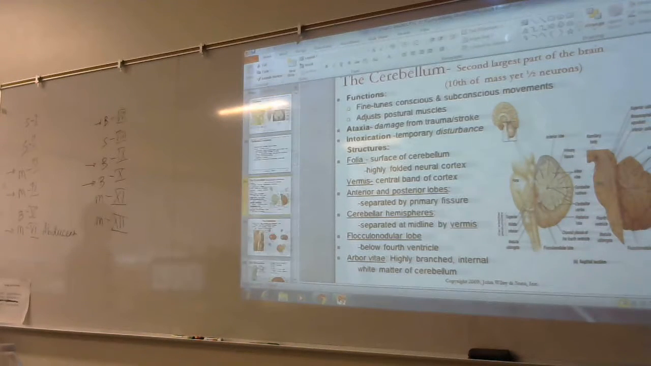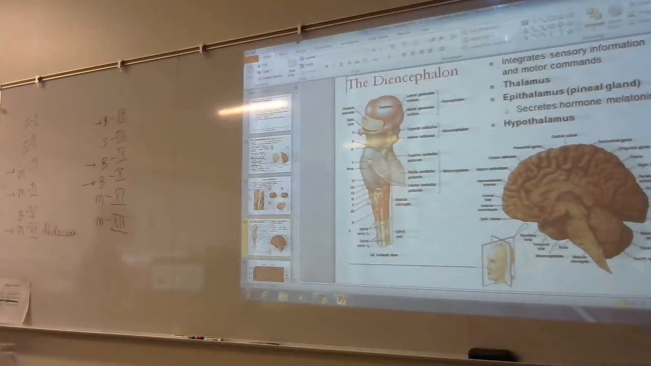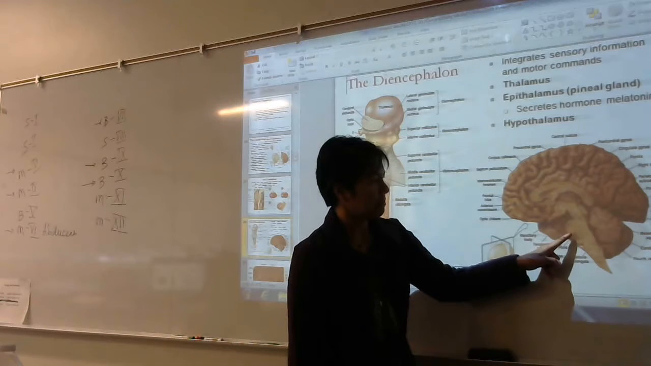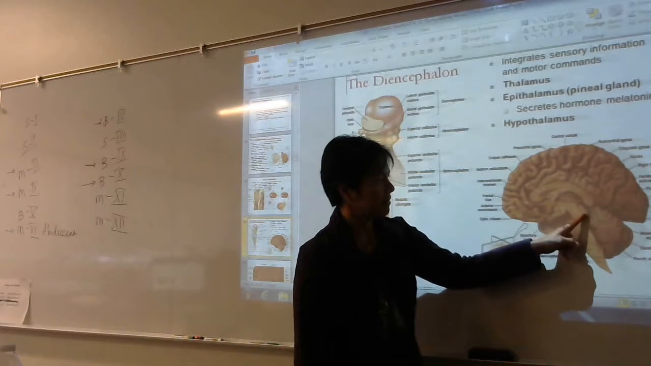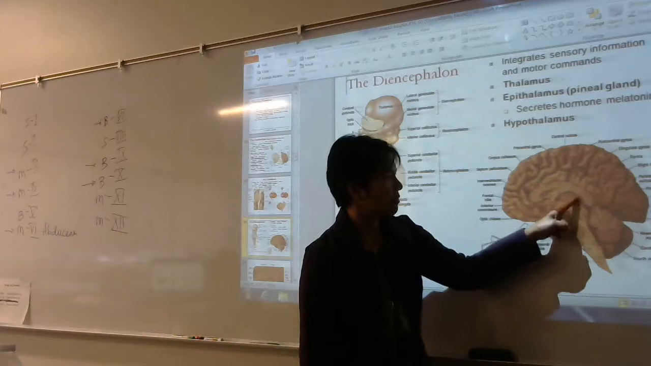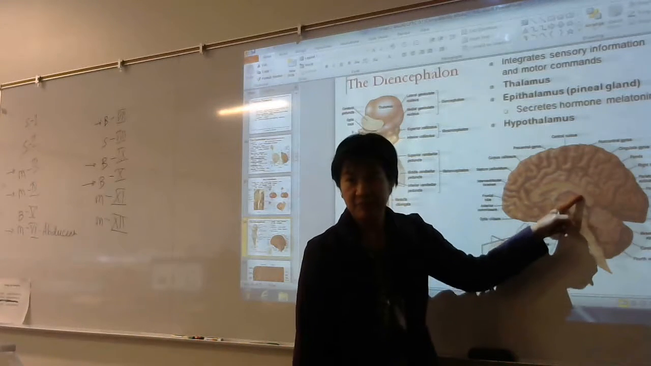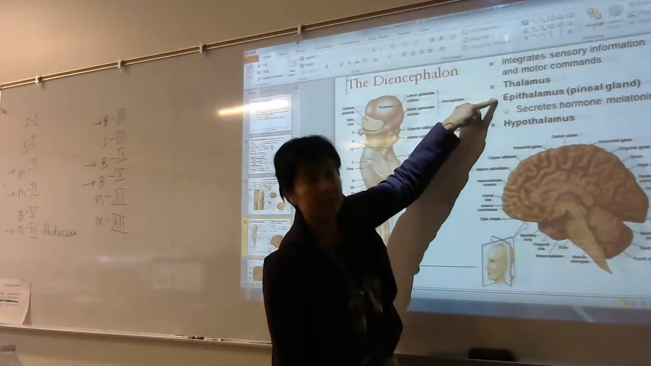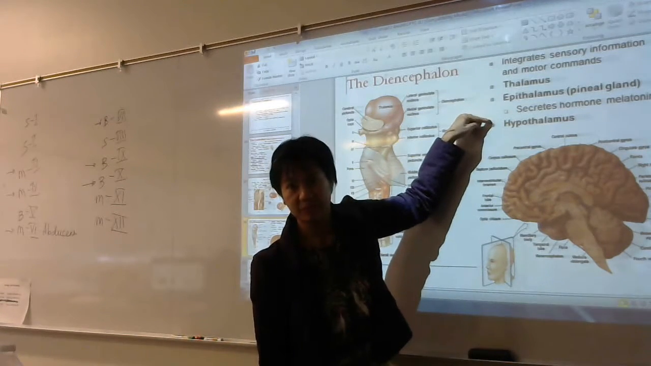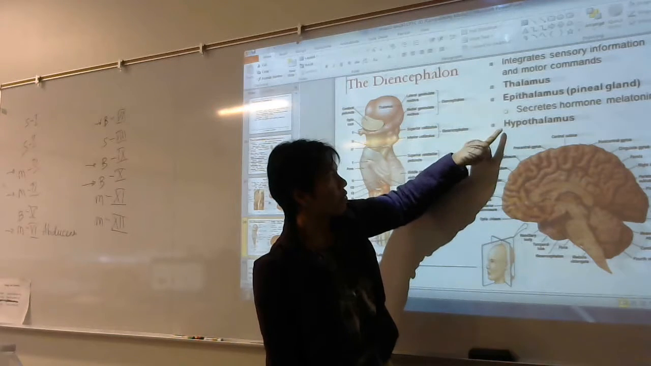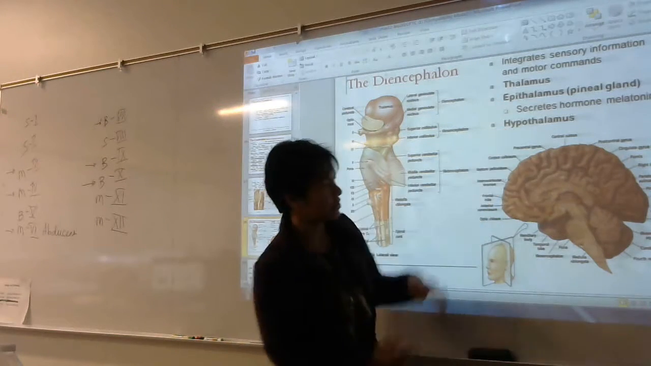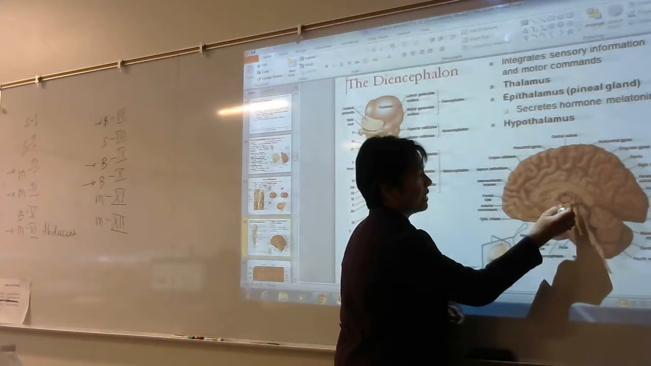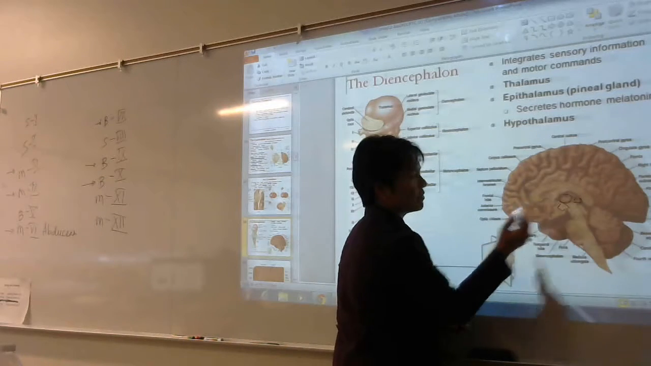Next, we're going up. Now we go back to this picture. We're going to the diencephalon. So we studied the medulla, we studied the pons, the midbrain up here, then we have the cerebellum. Now we're up here. This is the diencephalon, and the diencephalon has three parts: the thalamus, epithalamus, and hypothalamus. We're going to study the hypothalamus first. Here's the thalamus, right here. This is the epithalamus over here. And this is the hypothalamus.